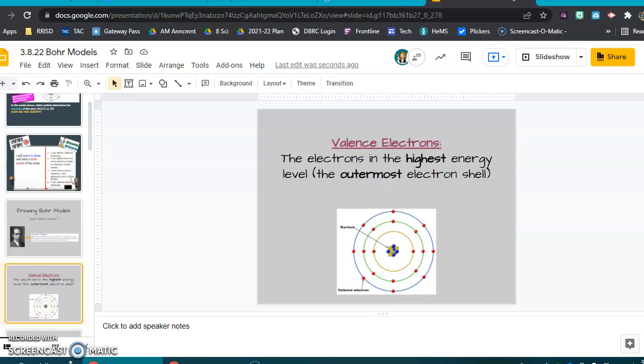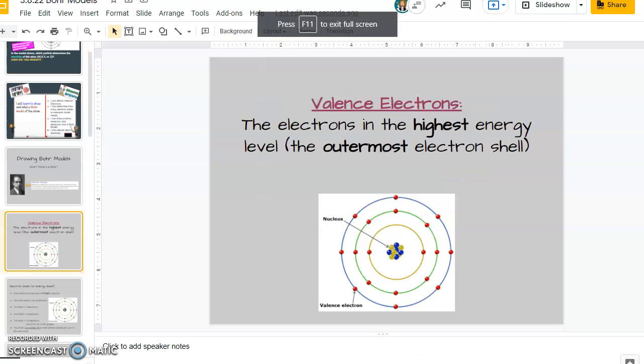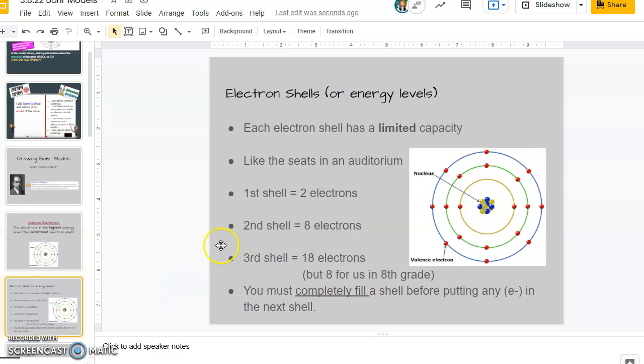What I want to make sure we're talking about is valence electrons. That is the electrons in the outermost shell. If we look at this, we can see that there is an outermost shell here. And in our outermost shell, this one right here, we have 1, 2, 3, 4, 5, 6, 7, 8. Yep, so that one doesn't have any.